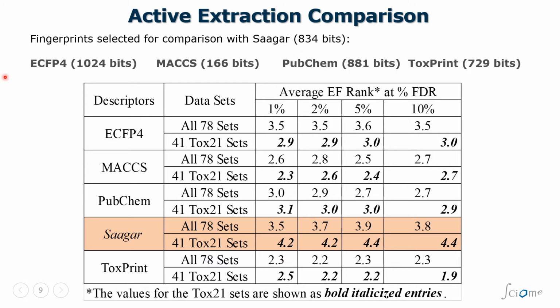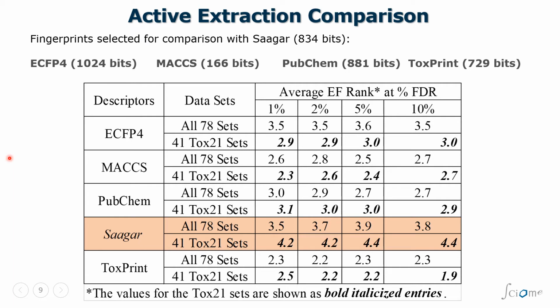We computed active extraction efficiency in terms of enrichment fold for each fingerprint by leave-one-out similarity calculations for every active compound in each of the 78 screens. The enrichment fold was computed at four false discovery rates of 1%, 2%, 5%, and 10%. Each fingerprint was then ranked between 1 and 5 based on its enrichment. Rank 1 was given to the fingerprint giving the lowest enrichment and 5 to the fingerprint giving the highest enrichment. The average rank of each fingerprint at each false discovery rate thus calculated is shown in this table here.